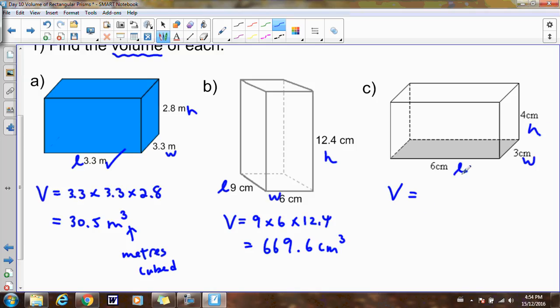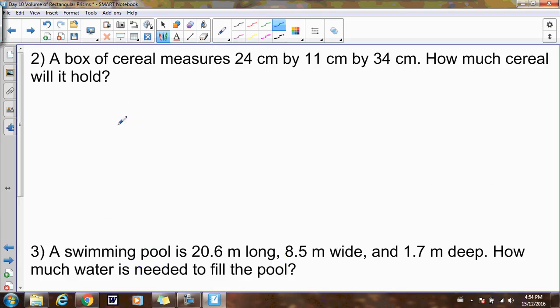Okay, same as before. Next one, length, width, height. Now, it doesn't matter which one you name the length and which one you name the width, because we're multiplying these three numbers together. So you're going to have 6 multiplied by 3 multiplied by 4, which is 72 centimeters cubed.